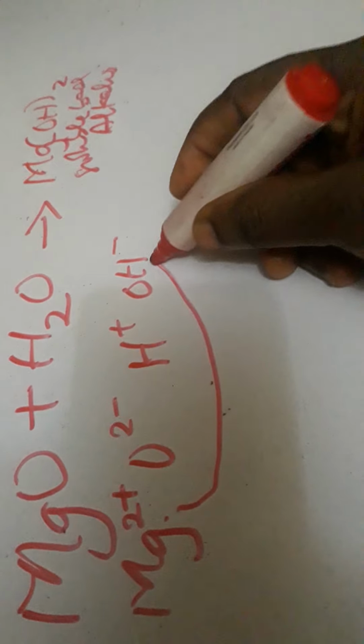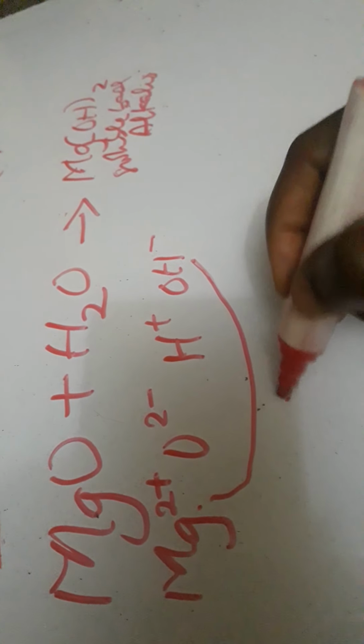Now, magnesium hydroxide. How did I get this? That's what I want to break down. Magnesium is +2, oxygen carries -2, hydrogen is +1, OH carries -1. Positive combined with negative. Bringing this together, you exchange their valence, and that's why we have magnesium hydroxide.